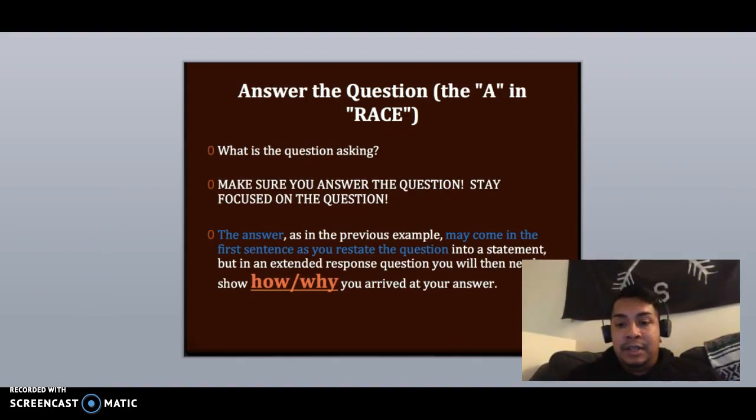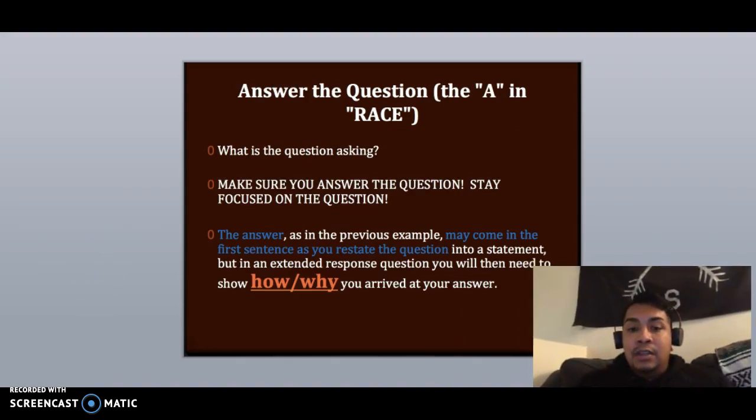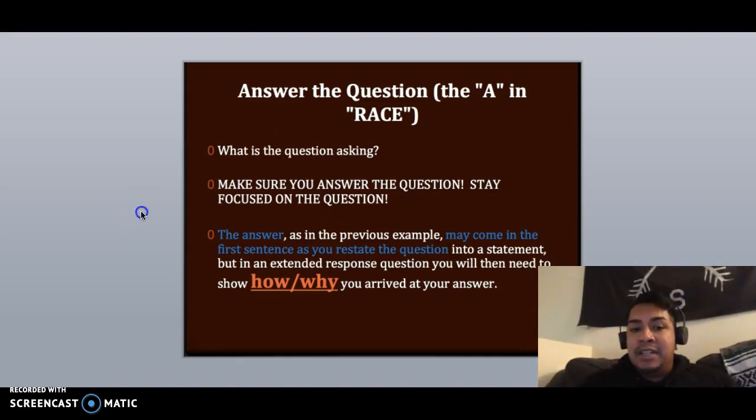For the answer portion of RACE, you are going to figure out what the question is asking. Make sure you answer the question. Stay focused to the question. A lot of times, students like to go away from the question and not really truly answer it. The answer may come in the first sentence of your restate the question into a statement. So it could be in the first sentence as well. But in an extended response question, you will need to show how and why you arrive at your answer. And we'll see that in the explain part. So in the answer, when you restate the question, you're going to answer it.